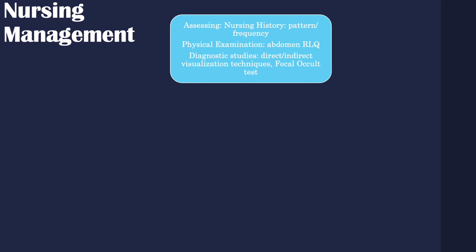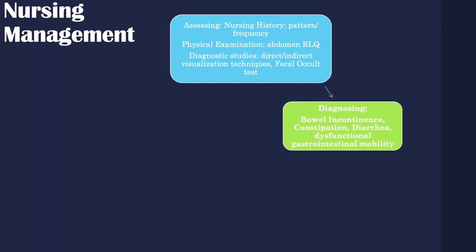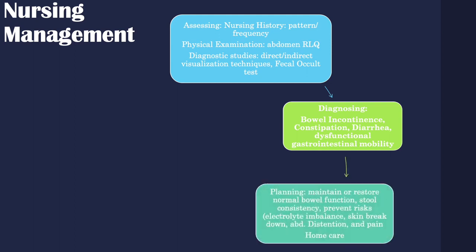And then you always have your normal labs that can review the different electrolytes and look for any imbalances as well. As far as diagnosing goes, some nursing diagnoses include bowel incontinence, constipation, diarrhea, dysfunctional gastrointestinal motility. It can also be risk for fluid and electrolyte imbalance. And when planning, you want to make goals to maintain or restore normal bowel function and stool consistency, and prevent risks such as electrolyte imbalance, skin breakdown, abdominal distension, and pain.